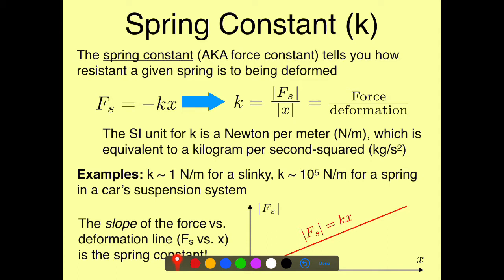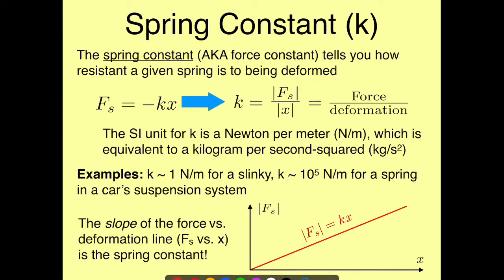So to give you just some examples, an example of a small k value would be something like a slinky. Okay, the k value typical for a slinky is something like 1 newton per meter, so very small. On the other hand, if you were to look at the k value for the springs in, let's say, the suspension system of a car, that would typically be somewhere around 10 to the 5, or about 100,000 newtons per meter. So much larger values of k. Again, those are harder to compress comparatively. Okay, next.